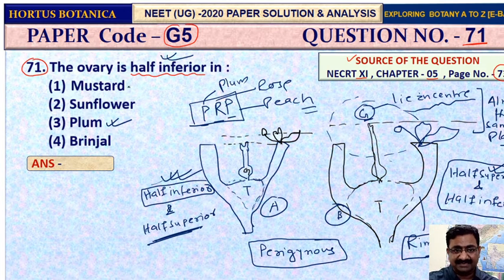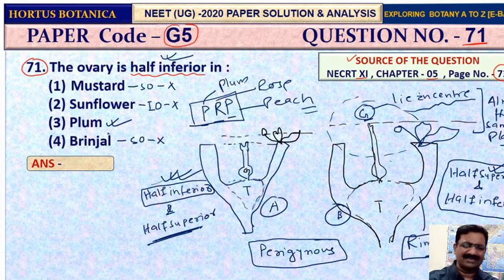Rose, this is the mustard, you know, it is a superior ovary, so it is not correct. Yes, sunflower, it is the inferior ovary, so it is also not correct. Brinjal, yes, superior ovary, so it is also not correct. So the correct answer we can conclude is the third one. So our answer is 3.